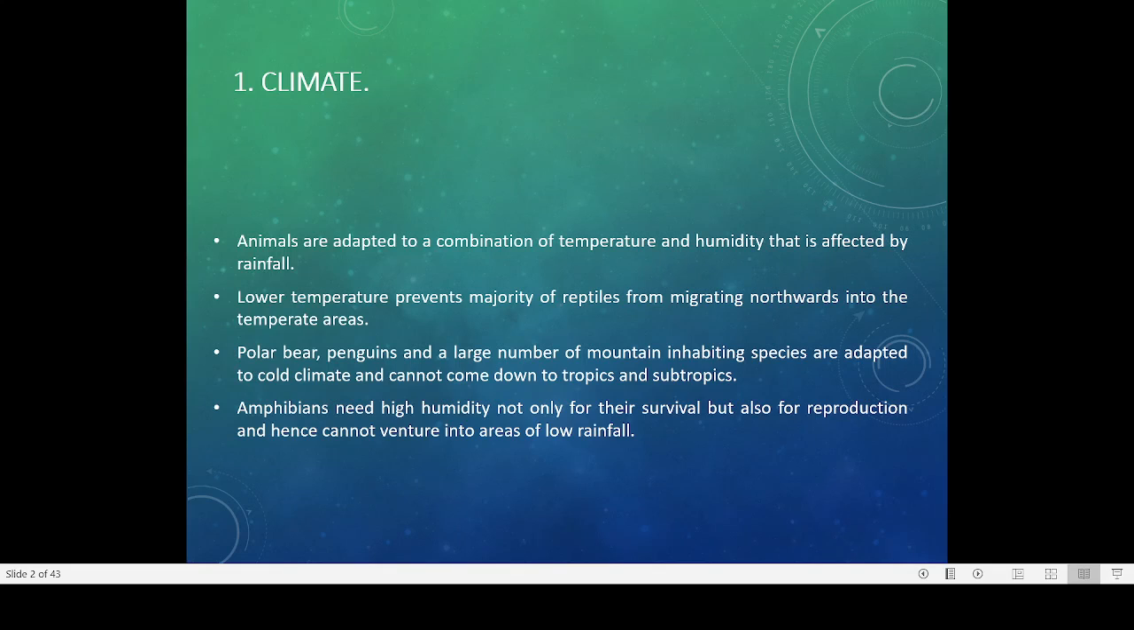So you know that when amphibians, frogs, are breeding during the rainy season, you can always hear the croaking sounds of frogs. So amphibians need plenty of rain, plenty of water. In an area where the rainfall or availability of water is very less, amphibians are not able to survive or not able to live.